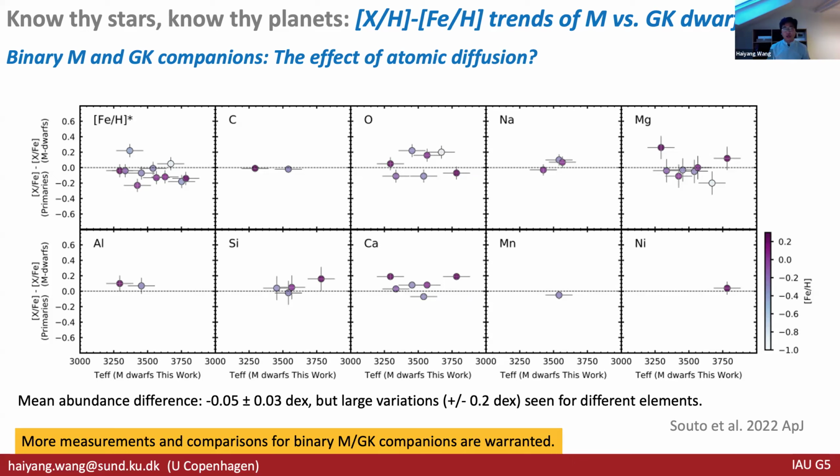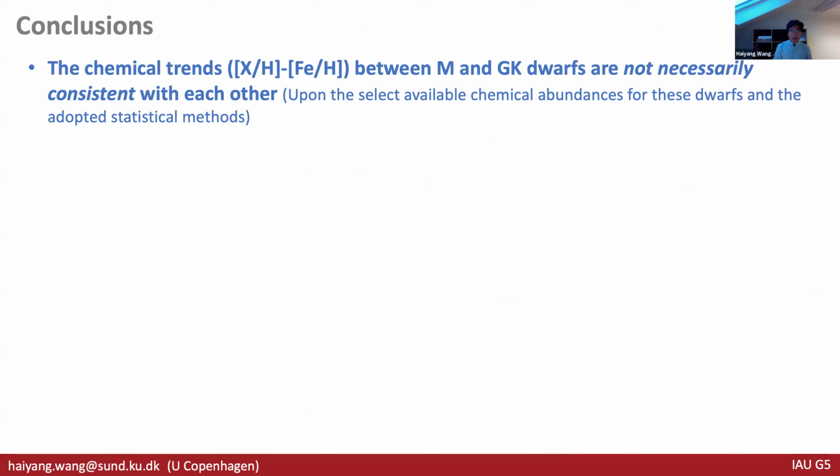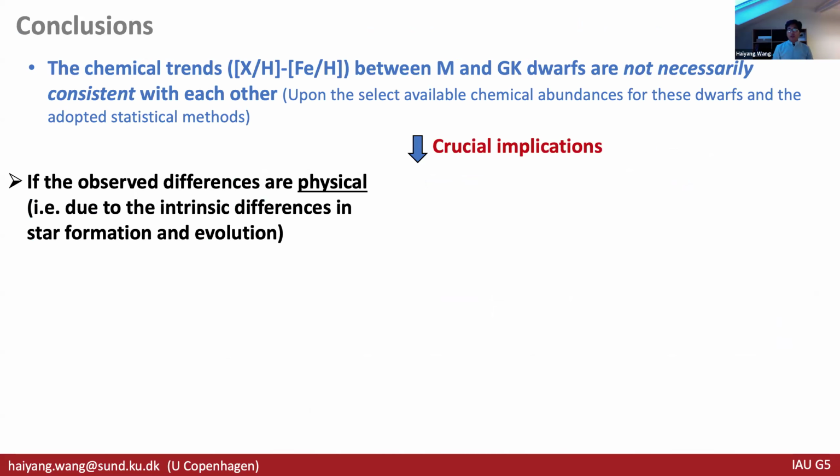Of course, it requires more measurements and comparisons for the binary M and GK components if you want to better understand what is going on to cause the differences. Regardless, the chemical trends, X/H over metallicity, between M and GK dwarfs are not necessarily consistent with each other, depending on the selected available chemical abundances of these dwarfs and also the adopted statistical methods. So this carries crucial implications for two thoughts.